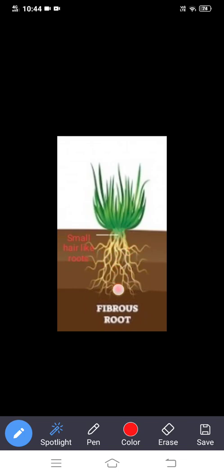There is no main root like that of taproot system. So in fibrous root system, we have a group or tuft of very fine, equal root hair-like structures. These are very small hair-like roots. We call them small hair-like roots. All the roots are of same size and shape. We cannot distinguish one root from the other root, like how we can distinguish in taproot system the main root, lateral root and root hair. Like that distinction is not there.